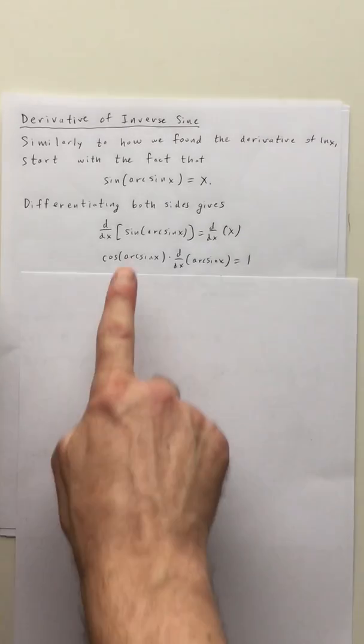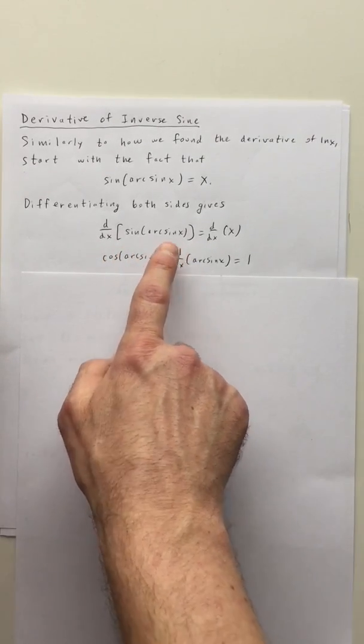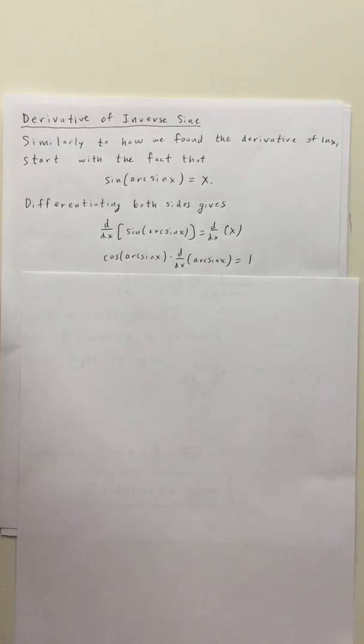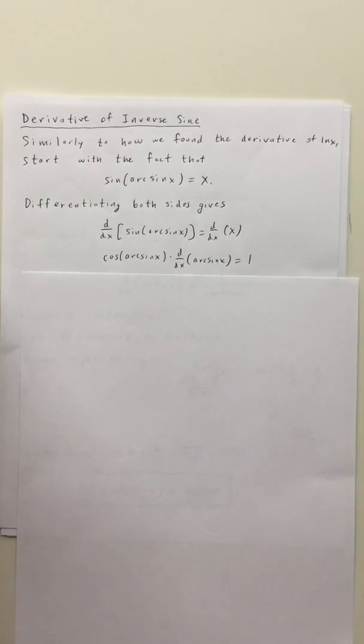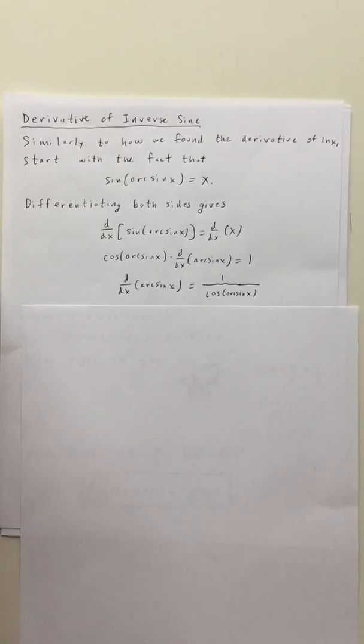we're going to use the chain rule here. The derivative of the sine of arc sine of x is the derivative of the outer evaluated at the inner times the derivative of the inner. We don't know the derivative of the inner, but the derivative of the outer is cosine, so the derivative of the outer evaluated at the inner is the cosine of arc sine of x times the derivative of arc sine. We don't know that, so we'll just write it as the derivative of arc sine. On the right-hand side, the derivative of x is equal to 1. Solving for the derivative of arc sine, we get this formula: the derivative of arc sine of x is 1 over the cosine of arc sine of x.